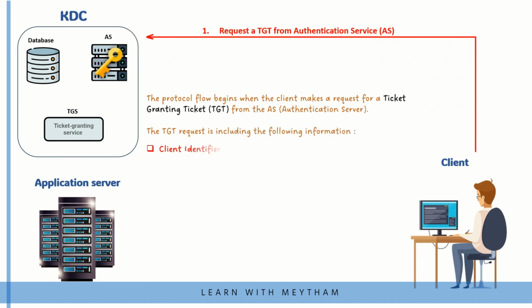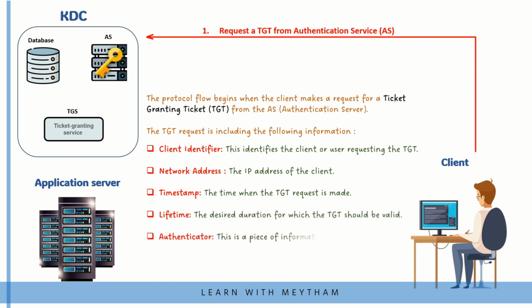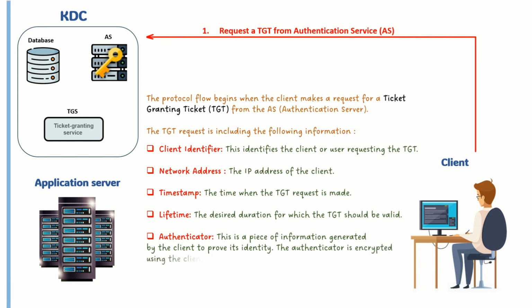Client identifier. This identifies the client or user requesting the TGT. Network address. The IP address of the client. Timestamp. The time when the TGT request is made. Lifetime. The desired duration for which the TGT should be valid. Authenticator. This is a piece of information generated by the client to prove its identity. The authenticator is encrypted using the client's secret key. This information is encrypted using the user's password hash.